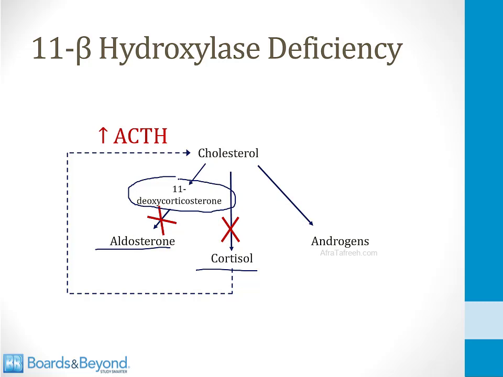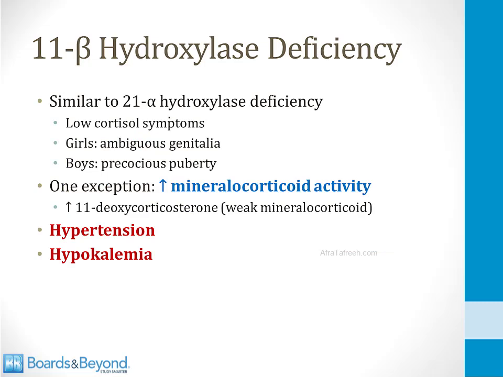For that reason, children who have this condition, even though they can't make aldosterone, will have a buildup of 11-deoxycorticosterone, and that will lead to an excess of mineralocorticoid effects. And then finally, these children overproduce androgens because they are unable to make cortisol and aldosterone normally. So this disorder is similar to 21-alpha hydroxylase deficiency in many ways. There can be low cortisol symptoms depending on the severity. Girls can have ambiguous genitalia, boys can have precocious puberty.